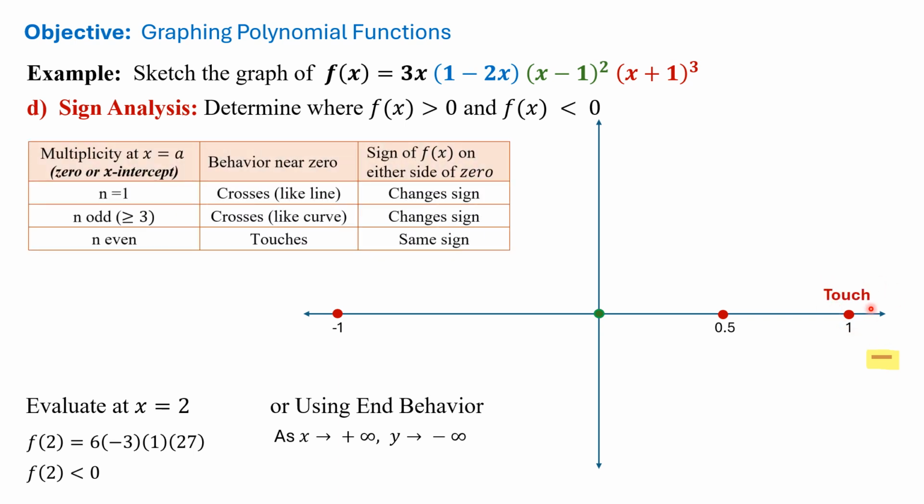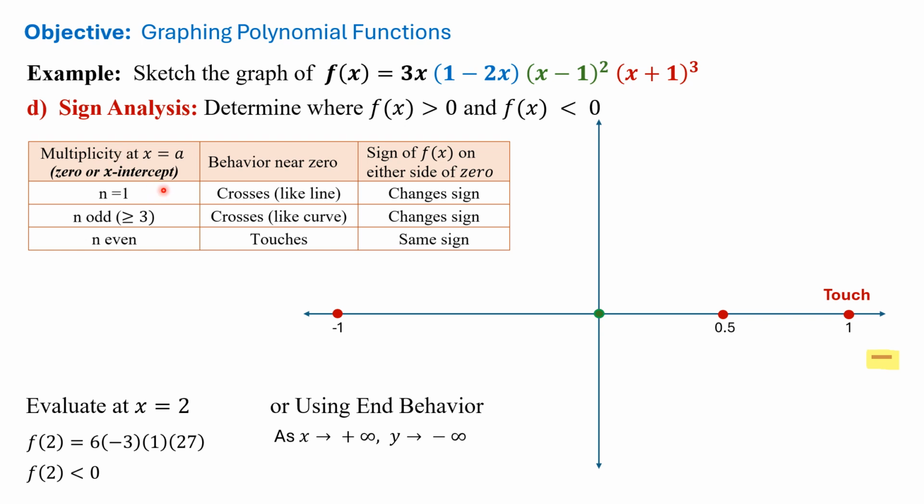So I will write touch. As we know, when the graph touches, it means the graph will never cross at the zero. It will only touch. So if on the right side it's negative, the left side is also negative. Or we can say that if the multiplicity is even and the behavior touches, then the sign of the function is the same sign on both sides.